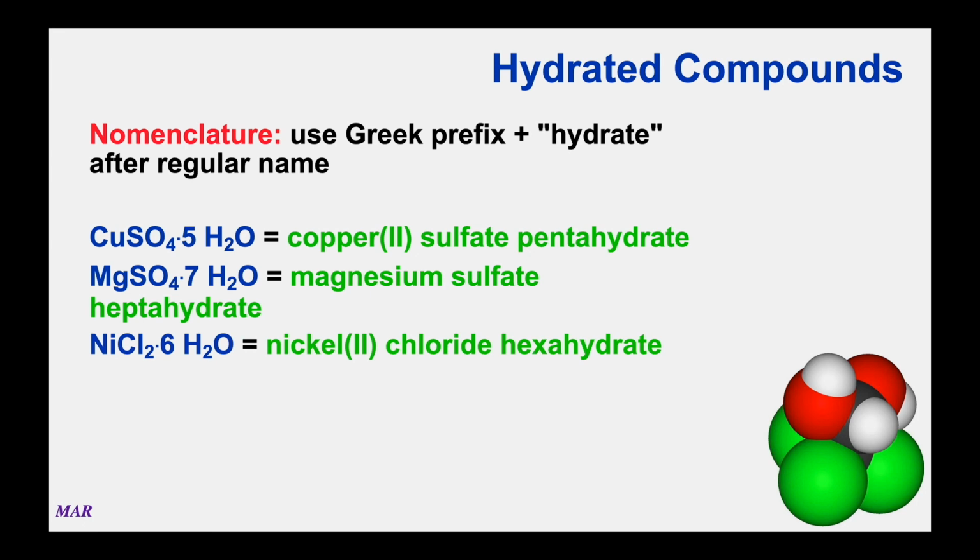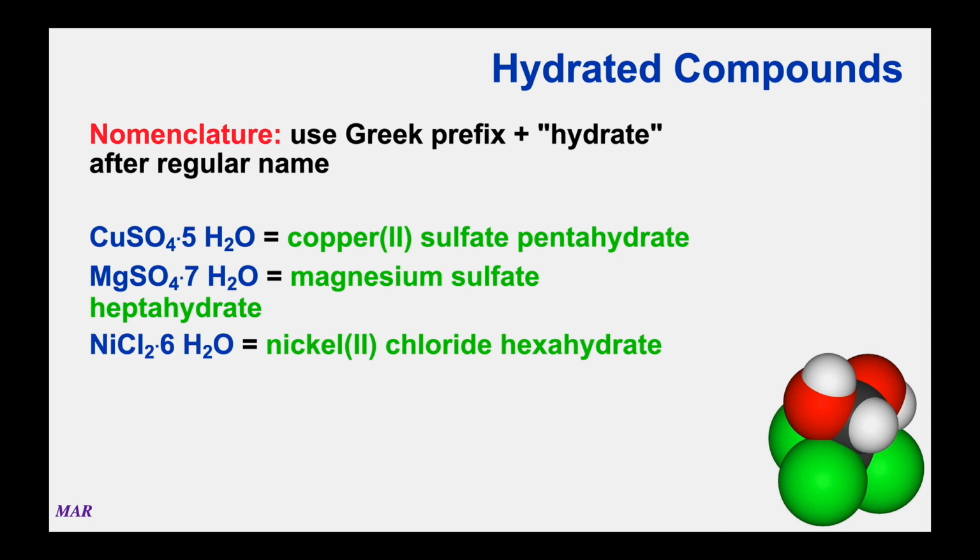Another common one you'll see sometimes at the Fred Meyer even is MgSO4·7H2O. MgSO4 is magnesium sulfate, and because there are 7 waters, 7 is hepta, that would be magnesium sulfate heptahydrate.